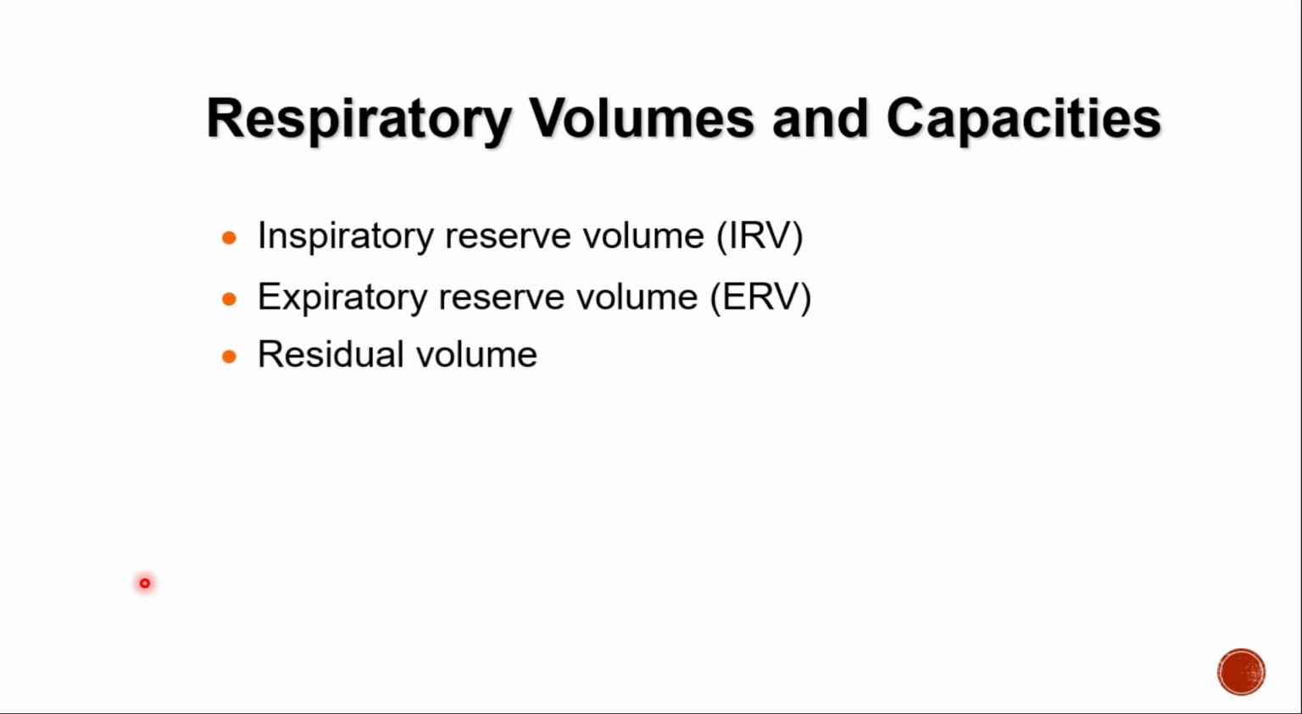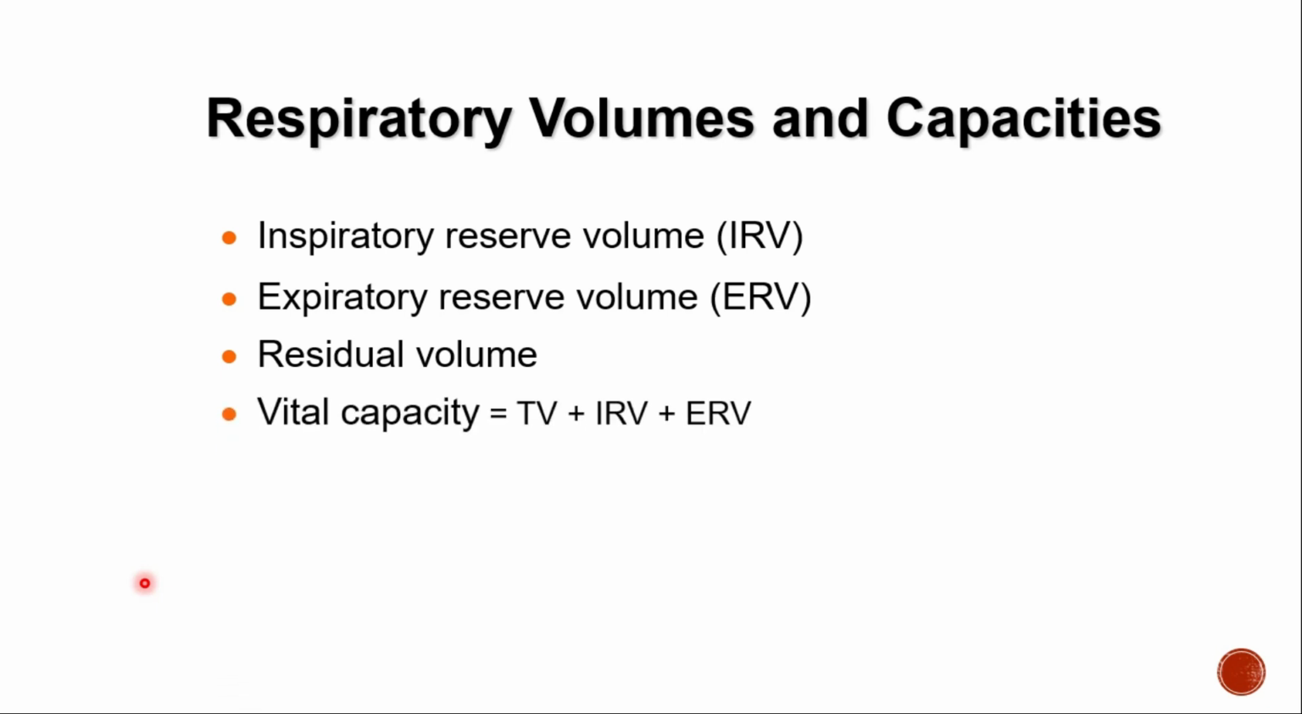Next comes residual volume. It's the air that remains in the lungs after expiration. There is always some amount of air that remains in the lungs after expiration, so as to avoid collapsing of the lungs. Its volume is also about 1200 milliliter.